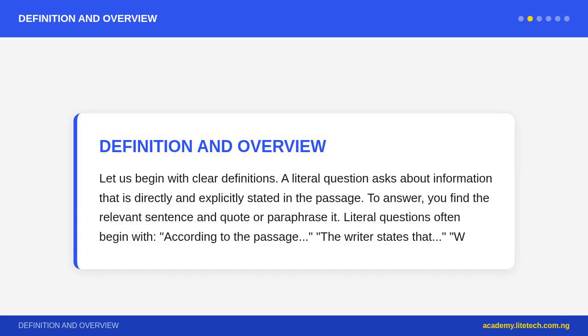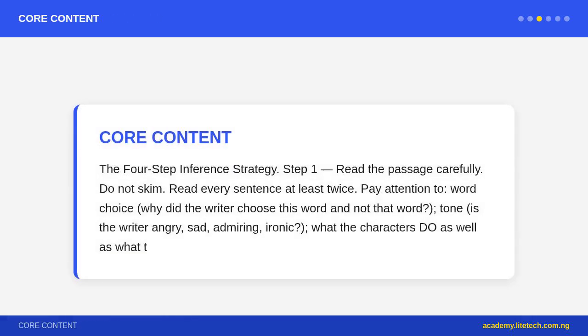Step 2. Identify the question type. Determine whether the question is asking for a character's emotion or motivation. Why did Ngozi refuse to speak? The writer's attitude or tone. What is the writer's feeling about Lagos traffic? A logical consequence. What would likely happen next? An implied fact. What do we understand about Choku's background from this passage?